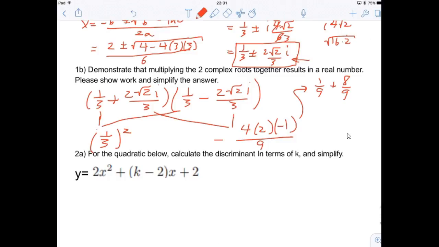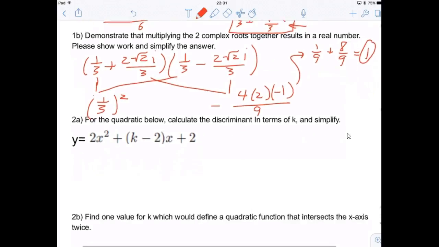canceling each other out. That's another magic thing about complex conjugates: if you multiply a complex number times its conjugate, you end up with a real number. You get rid of the complex part of it. And not only that, when I add 1/9 with 8/9, I end up with 9/9, which is 1, right? So not only do we have a real number, it's a very simple number.